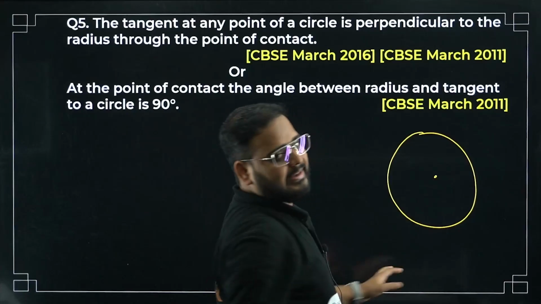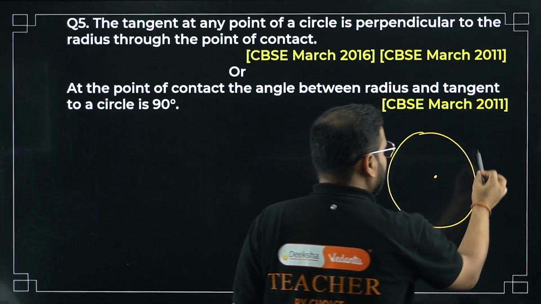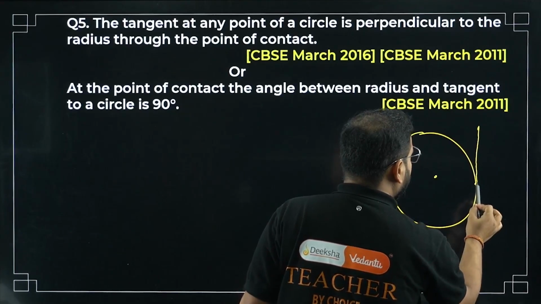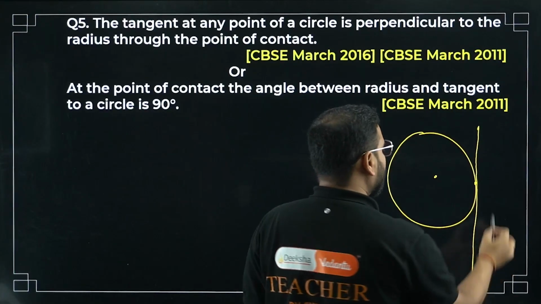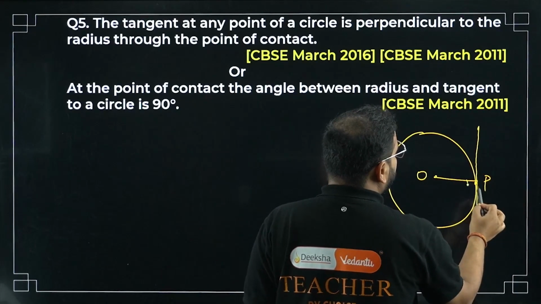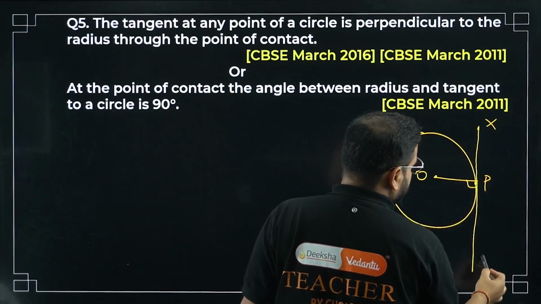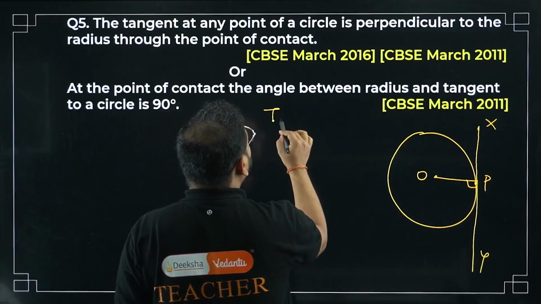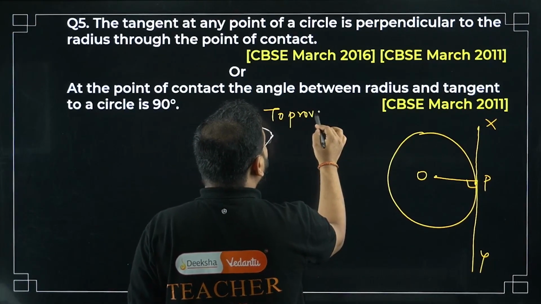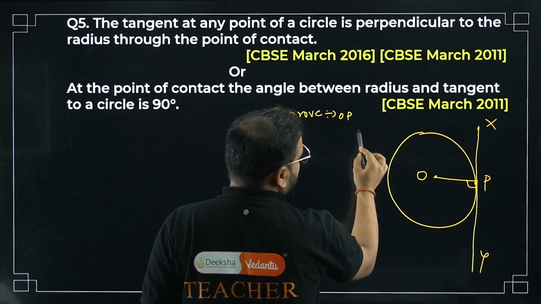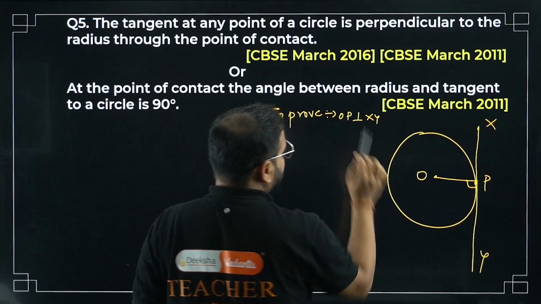Tangent at any point, let's call this the particular point, the point of contact. Let's call this point P, and this O. They're saying prove that OP is perpendicular to this tangent XY. What is the proof? They're asking us to prove OP is perpendicular to XY.